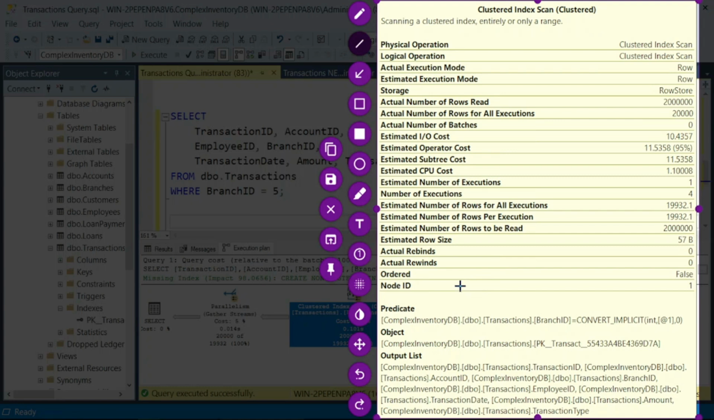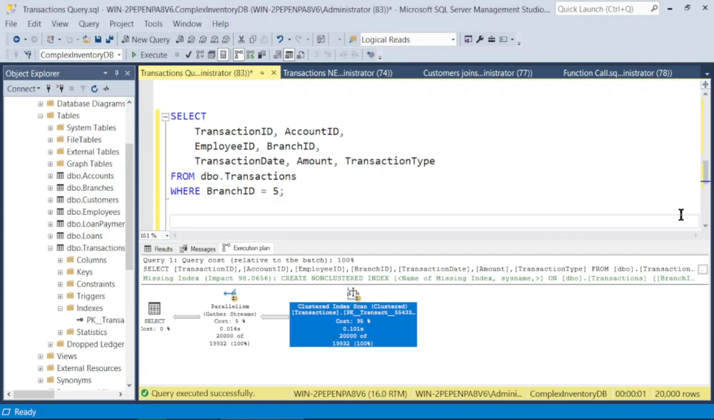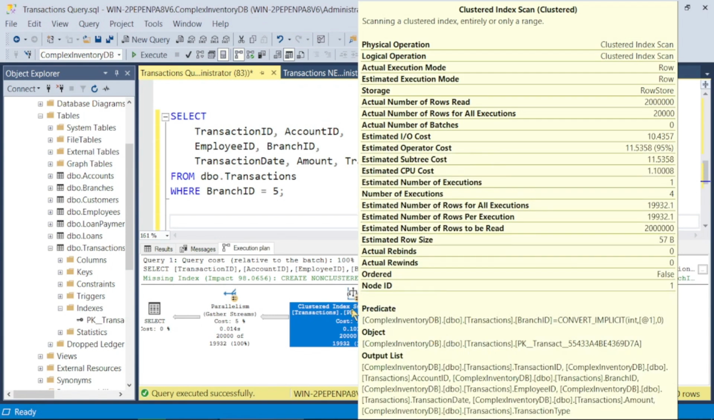Whenever you read an execution plan, always ask yourself, is SQL Server scanning the data or is it seeking directly to it?